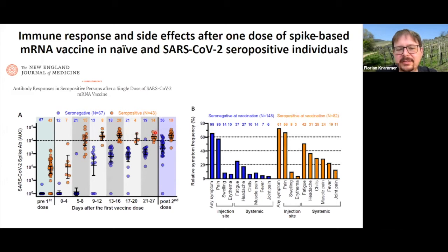The second shot doesn't actually help them much, and they have better immune responses than people who had no SARS-CoV-2 infection and then got the SARS-CoV-2 vaccine twice. And we already know that people who had an infection and then got the vaccine also have very good immune responses against all these variants.